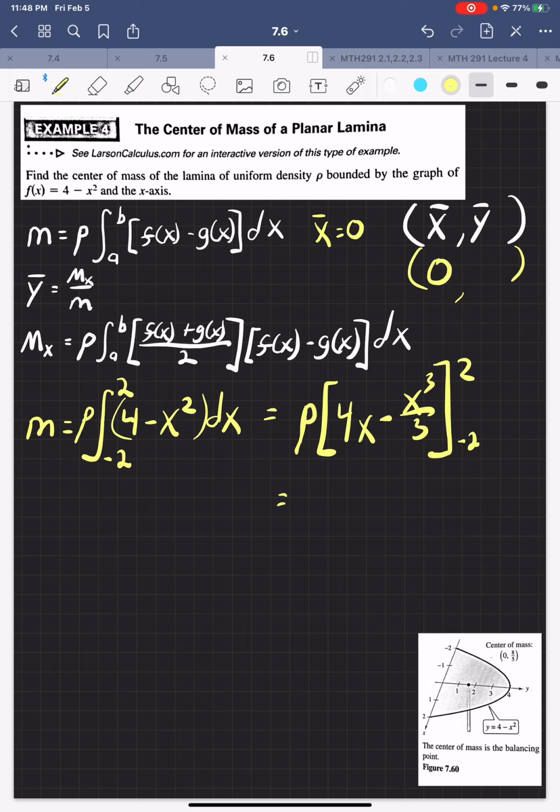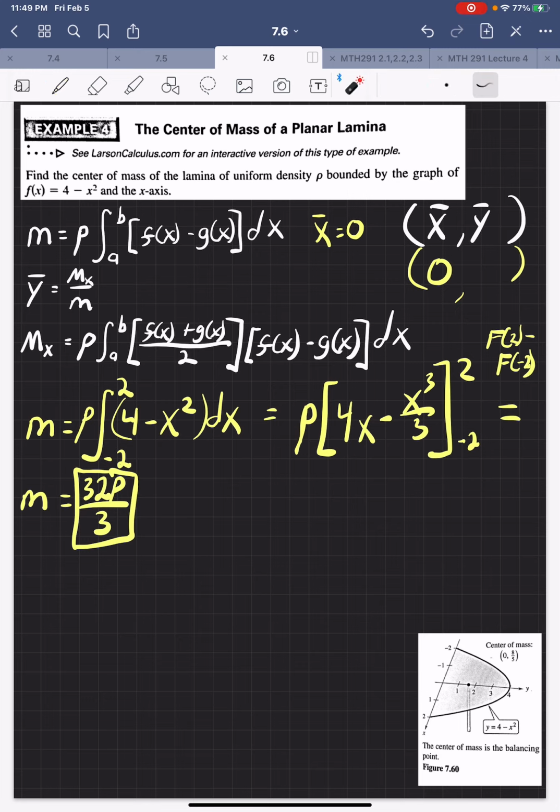And so what do we get for the mass? We get a mass of 32 rho over 3. Okay, so after you do your f of 2 minus f of -2, the result of this is right here. Okay, so we now know what we'll be subbing in for m, but we still don't know what to sub in for m sub x.